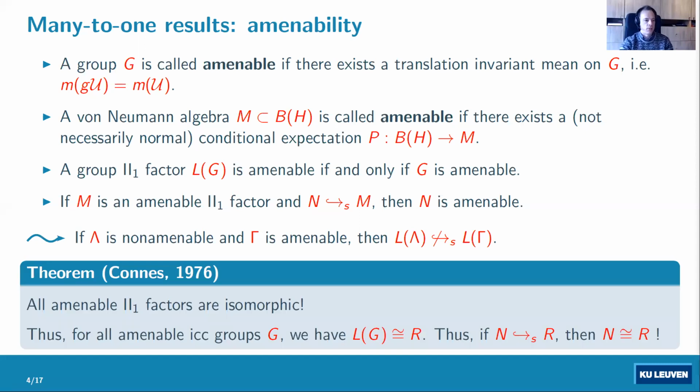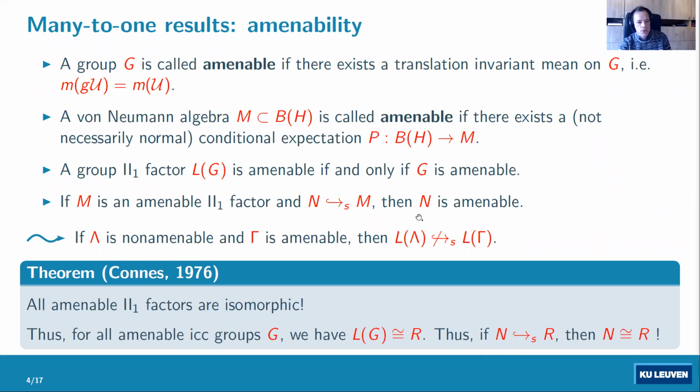And secondly, and quite famously, there is Alain Connes' theorem from '76, saying that this is the most general many-to-one result: all amenable II_1 factors are isomorphic. So they are all hyperfinite and all isomorphic to the hyperfinite II_1 factor R of Murray and von Neumann. So in particular, for all amenable groups with infinite conjugacy classes, L(G) is isomorphic to R. And secondly, any II_1 factor that stably embeds into R inherits amenability and must thus be R. So for this pre-order relation of embeddability or stable embeddability, really R is the unique minimal object for this pre-order.